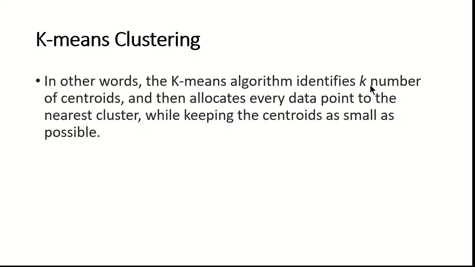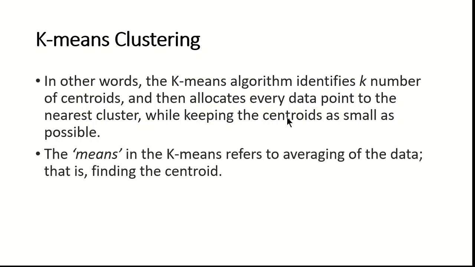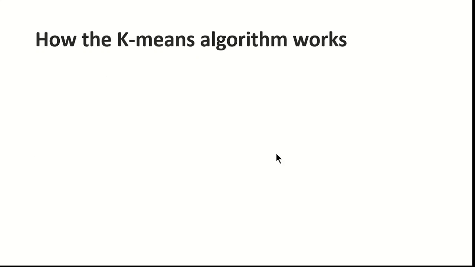First of all, we have to identify the K number of centroids. The centroids mean the center points of all the clusters, and then we allocate every data point to the nearest cluster. We have to find out whether this data belongs to that cluster or this cluster. The means in K-means refers to the average of the data, that is, finding the centroid.